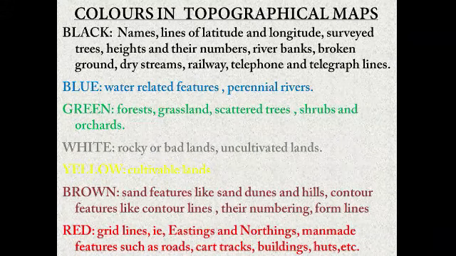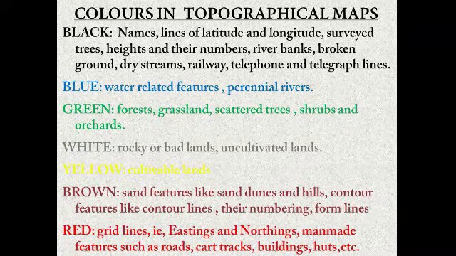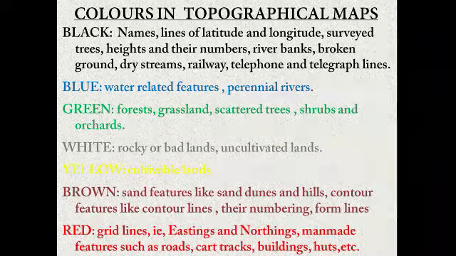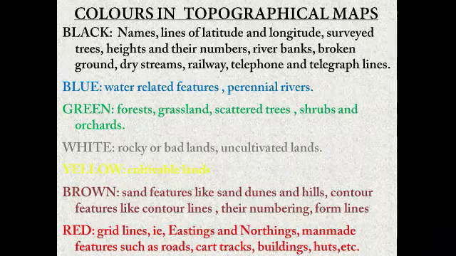And green color: forest, grasslands, scattered trees, shrubs and orchards, that all comes in the green color. And in white color, rocky or badlands, uncultivated lands. Barren land we can say. White color, what we can say, that is uncultivated land, rocky or badlands.